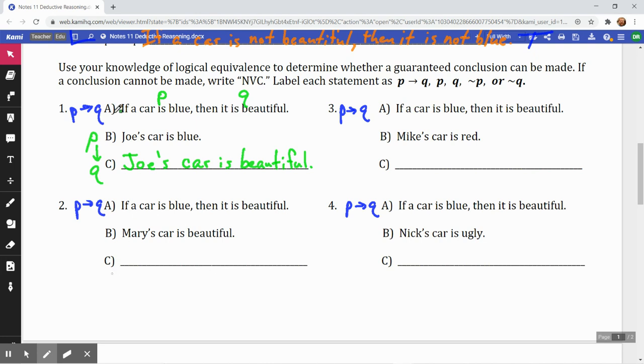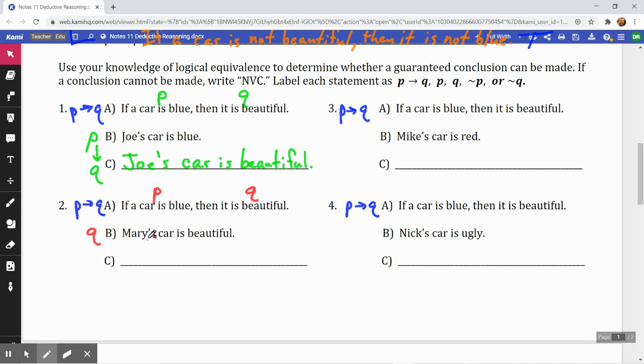So then we can look at Mary's car down here. So again, we have our original conditional that is considered to be true. So this is what we're given to work with. If a car is blue, then it is beautiful. Well, here's what we know about Mary's car. What we're being told about Mary's car is that it is beautiful. And that is all we know about Mary's car. And so the thought becomes, is there any guarantee claim we can make about Mary's car, if that is all we know?